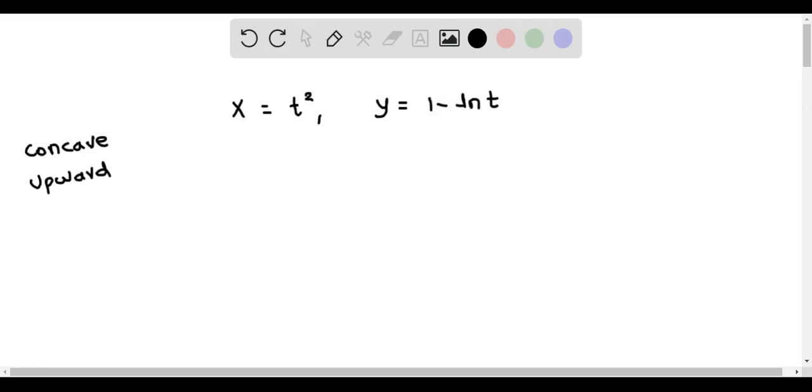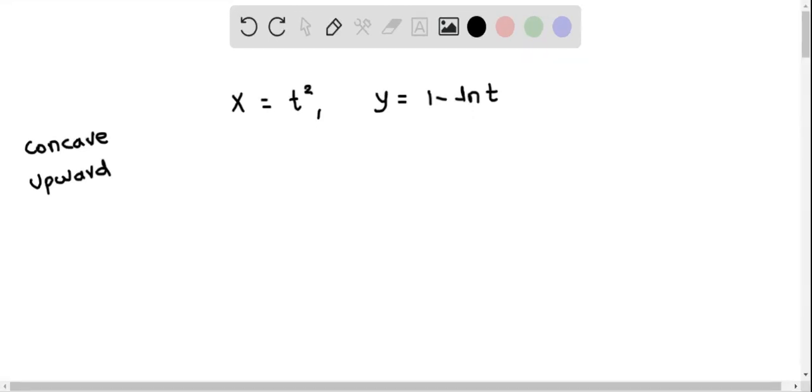In this question, we determine the values of t such that the curve is concave upward. So here we utilize the fact that the curve is concave upward whenever its second derivative is positive. That is d2y by dx squared, and whenever it is greater than 0, we say that the curve is concave upward.